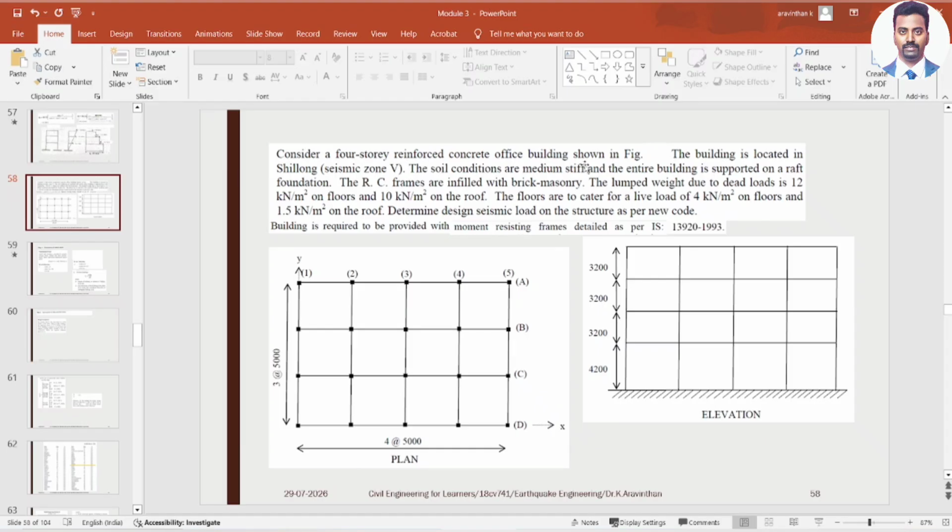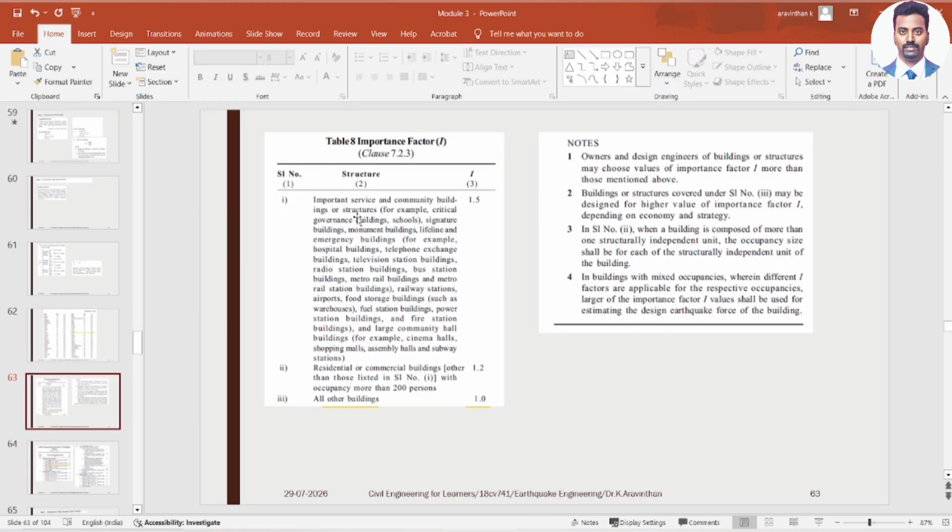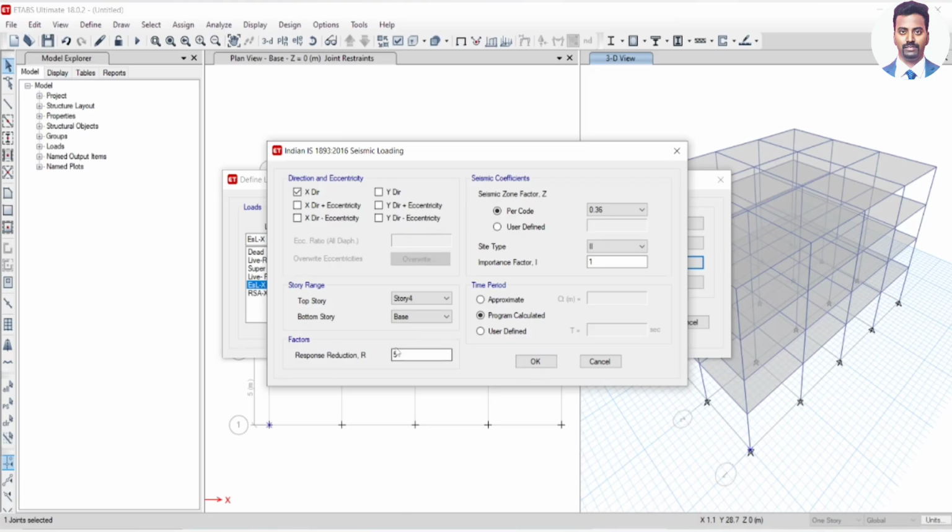Concrete office building. So office building will not come under these 2 cases. Important structures, you can read all the structures here. Telephone exchange, hospital buildings, and if it is particularly mentioned in the problem you can use 1.5. Residential or commercial building it is 1.2. If it is not mentioned anywhere here you have to take it as 1. Hence it is taken as 1.